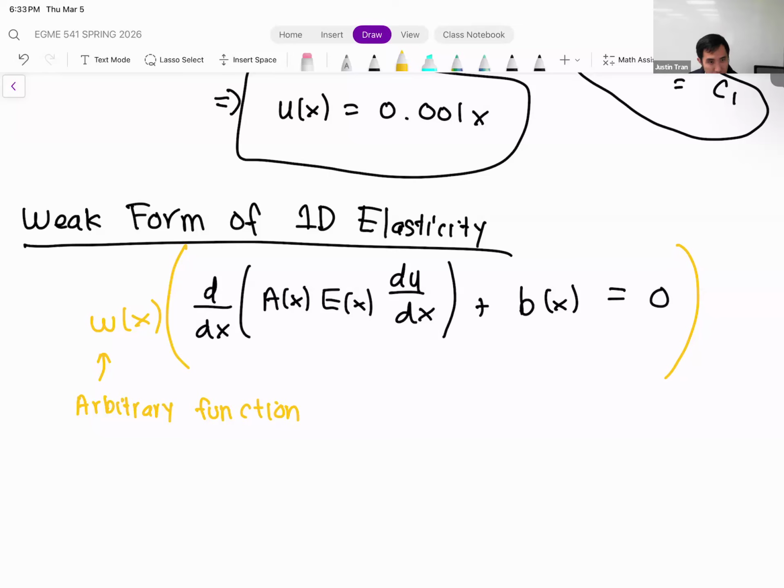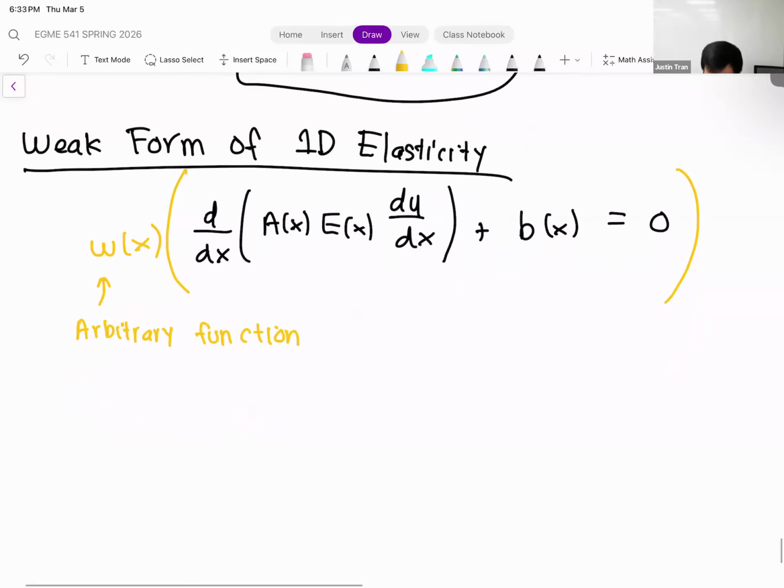So what is this arbitrary function? Well, it's a little too soon to reveal that, but we can place some restrictions on it. The requirement that we place on the arbitrary function is that we require w(x) to disappear at any location where u has a Dirichlet boundary condition.